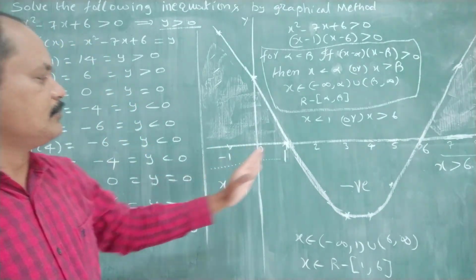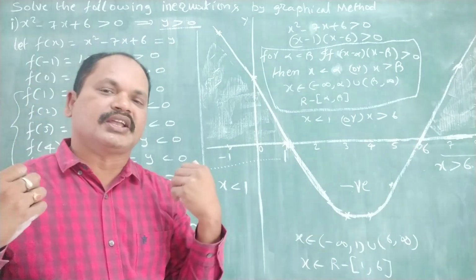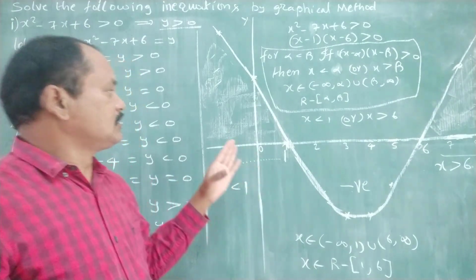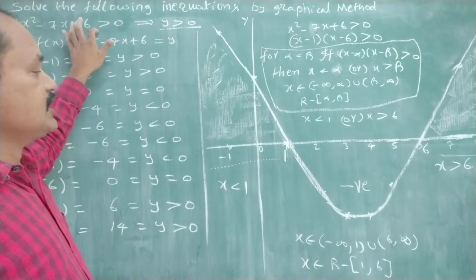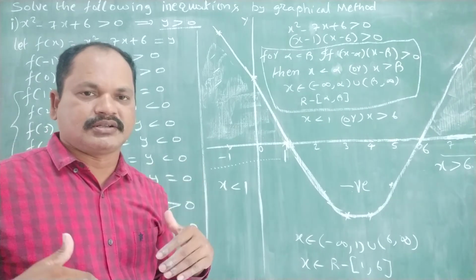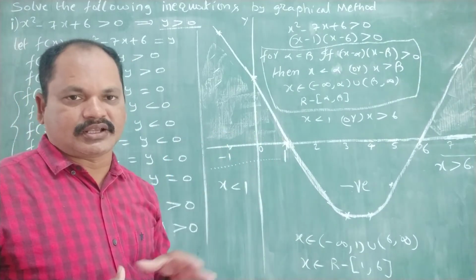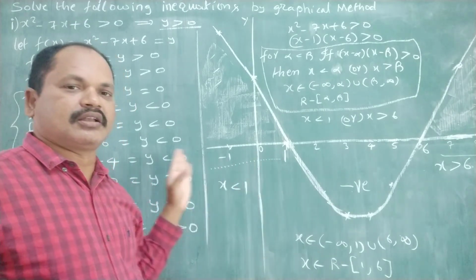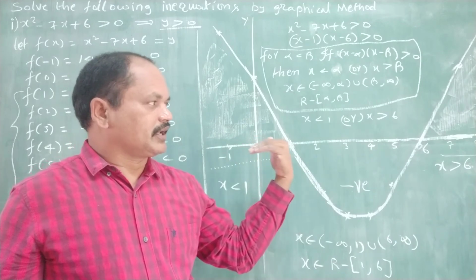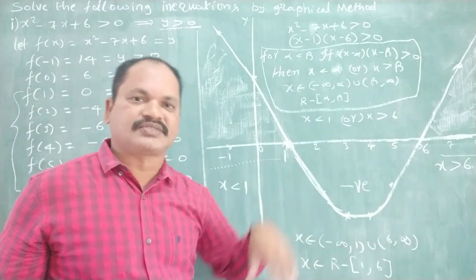We just have to verify the values below 1. You have to take any real number below 1, it satisfies the inequation. Not 1, because 1 does not satisfy the inequation. Take any real number below 1, it satisfies the inequation. Take any real number above 6, it satisfies the inequation.